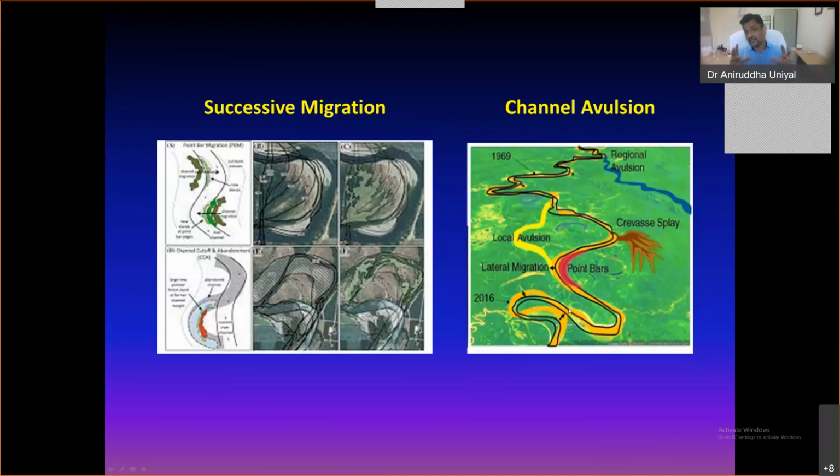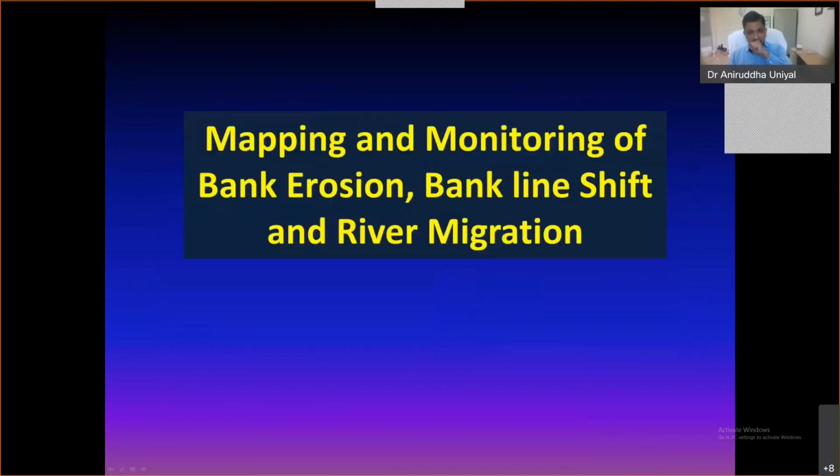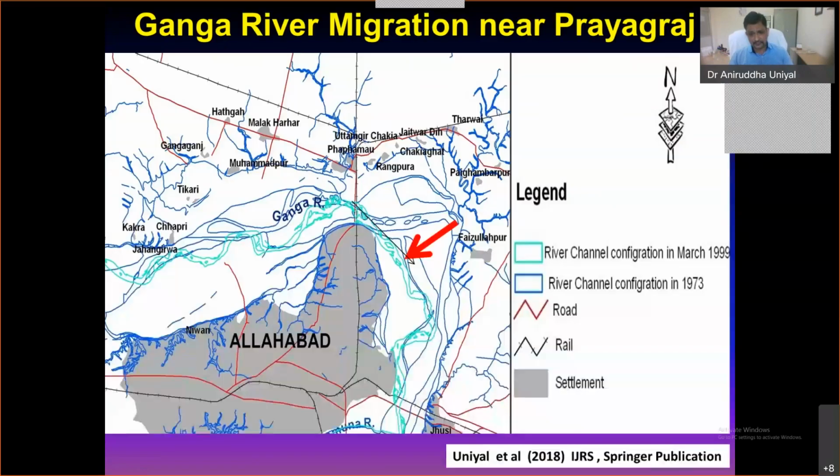Here, remote sensing and GIS, these technologies prove to be excellent tools for monitoring it on a decadal scale. Where was the river flowing some 10 years back or 20 years back or 30 years back, and where is it flowing today? And if there are floods, maybe last year or before last year, we can monitor them on a decadal scale or even on a scale of 2, 3, 4 years. We can monitor this channel avulsion as well as successive migration. Now I would be giving some examples of this mapping, monitoring of bank erosion, bank line shift.